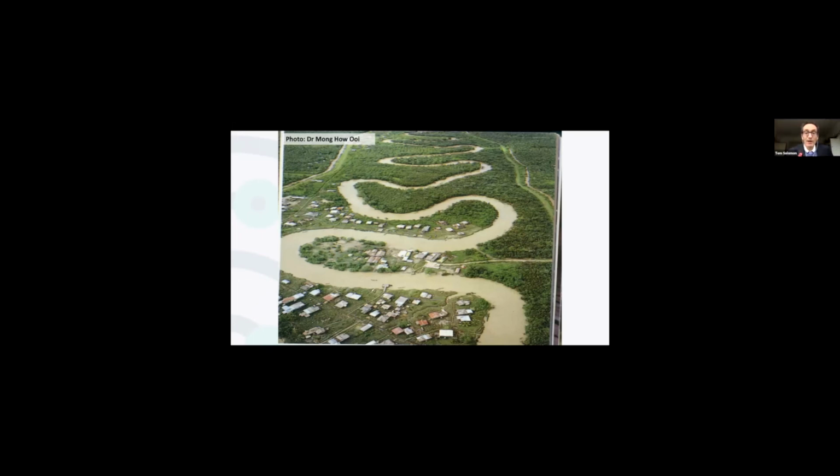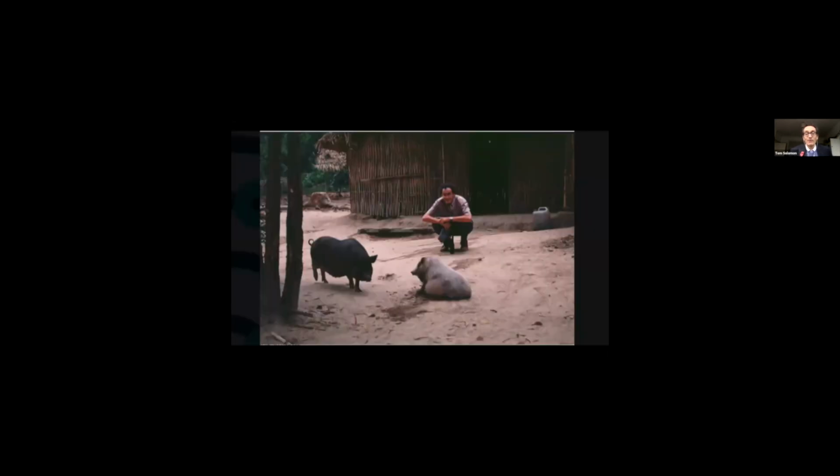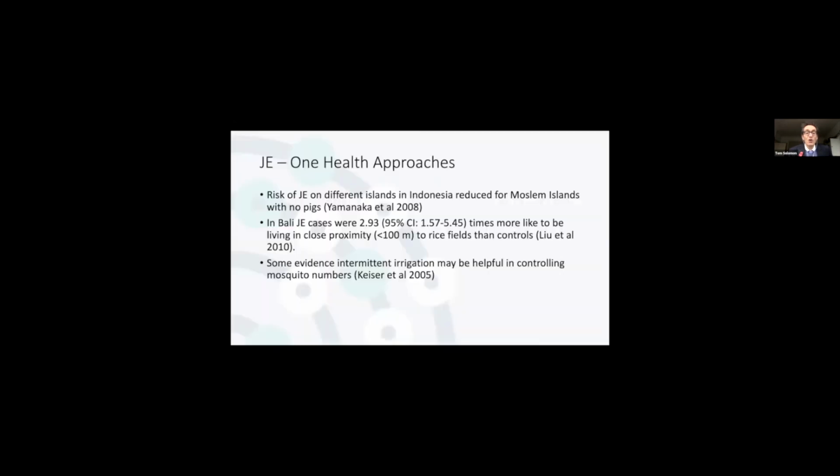Also back in Sarawak, trying to understand what was happening, we did visits to longhouses in these canoes, as you can see here. Really interesting stuff. And what we found was that in many parts of Asia, people are keeping their pigs very close to, or indeed in the home. And again, there's some evidence that this is contributing to why you get some JE in some places rather than others. So here in Indonesia, it was found that in the Muslim islands with no pigs, there was greatly reduced JE. In Bali, more likely to see JE in people who are living close to rice paddy fields.